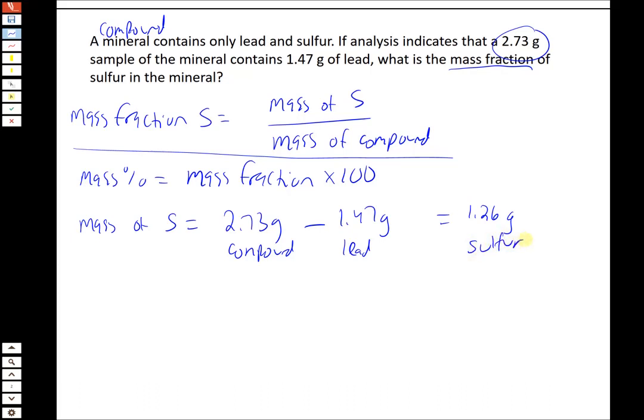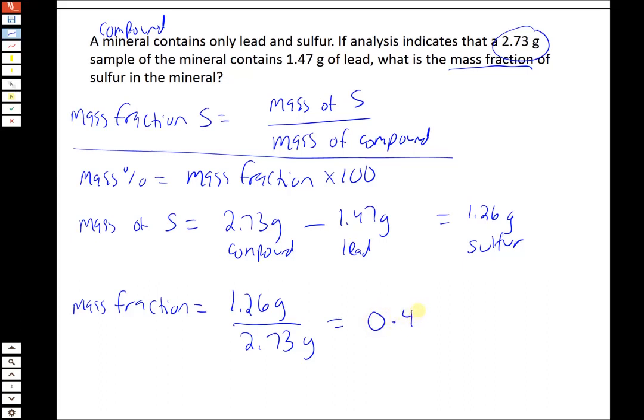Okay, so that's going to be how we get the top part of this calculation. So then finally we're ready to calculate mass fraction, just putting those numbers in. 1.26 grams, which is the mass of sulfur, divided by 2.73 grams, which is the mass of the compound. And since it's a fraction, we don't need to multiply it by anything, we just leave it as that. And that comes out to 0.4 something, 0.46.